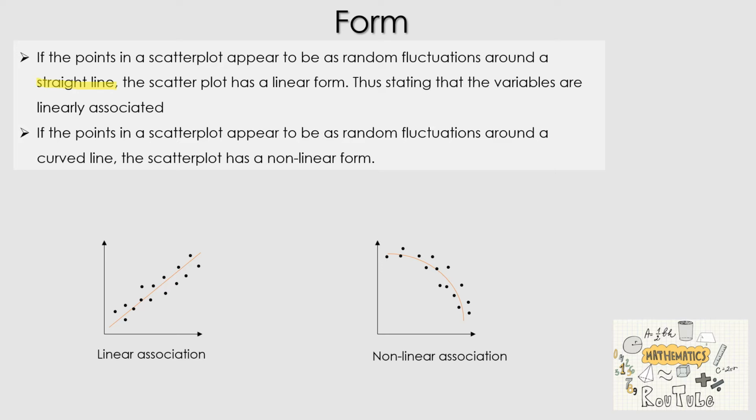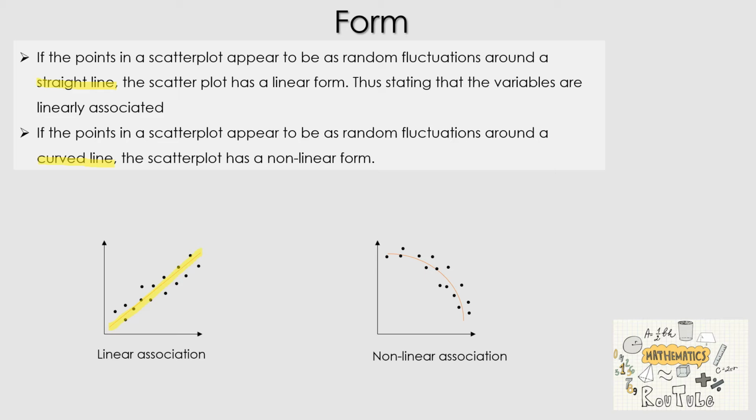All right, so it's all about a straight line, which is sort of the whole meaning of the word linear. Next dot point, if the points in a scatter plot appear to be random fluctuations around a curved line, so we see the difference between a straight and a curved line, the scatter plot has a non-linear form. So we can clearly see, if we have a look at this left one, there is a clear straight line that the points fluctuate around, some above, some below, but the general trend is sort of in a straight line.